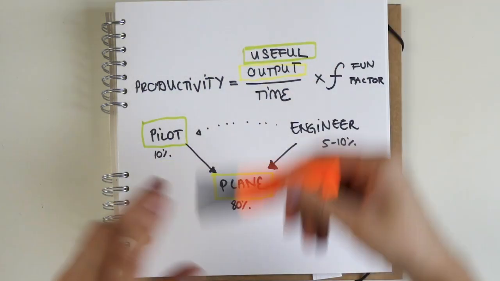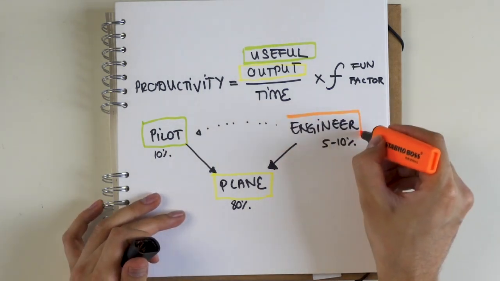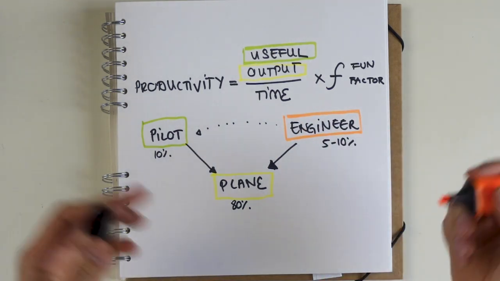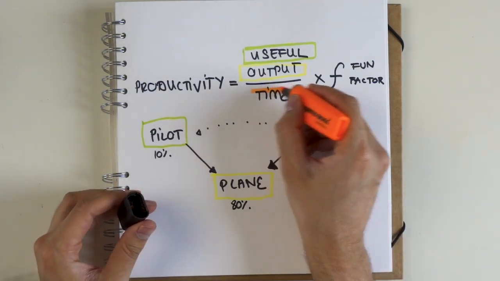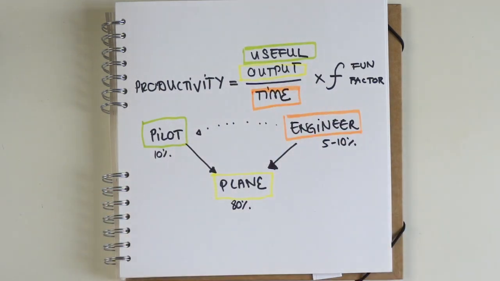And finally, we have the engineer. The engineer's job is to make sure everything is efficient, organized, and fuel efficient. And that is the time component of the productivity equation. And so when we're trying to increase our productivity, we can recognize that actually it's not about increasing our productivity as a whole. It's about recognizing, do we need to work on the piloting? Do we need to work on our plane? Or do we need to work as our engineer to improve those different abilities?